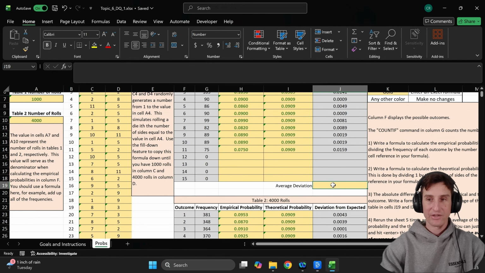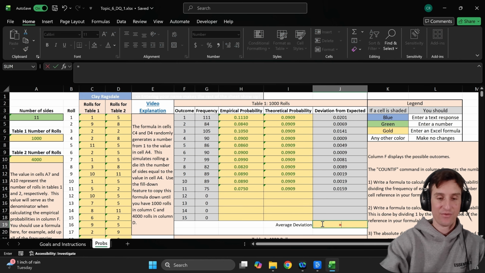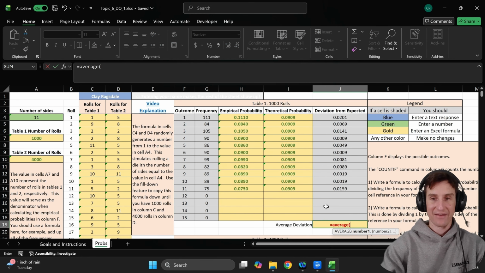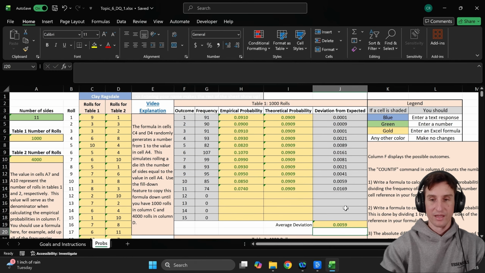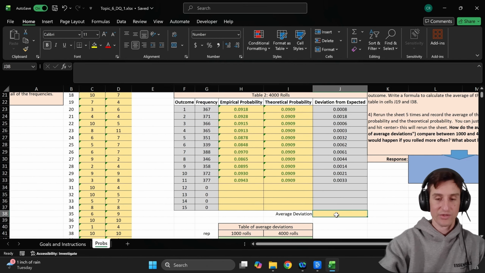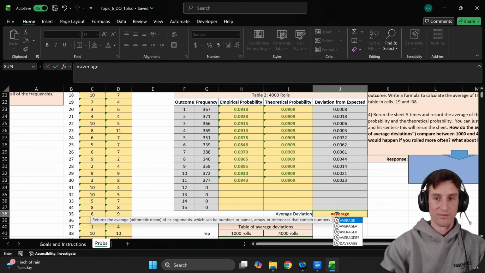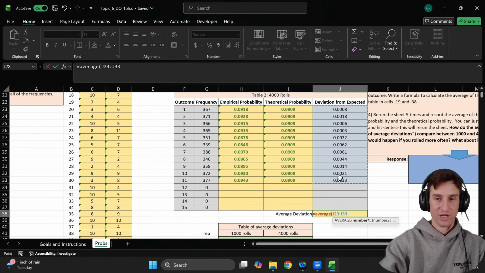Let's go ahead and calculate our average deviation. How do we do that? We know we have a built-in average function. So we're just going to say average. We're going to highlight everything we want, and parentheses, so J4 to J14. Enter. And we're going to do the same thing here. So this is going to be equals average, parenthesis, we highlight what we're interested in, so J23 to J33, and enter.